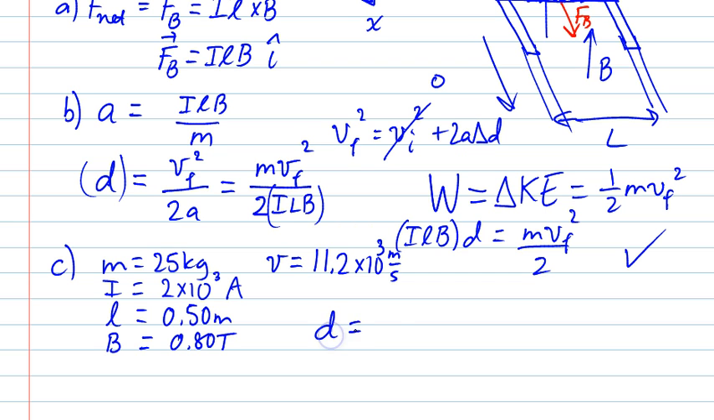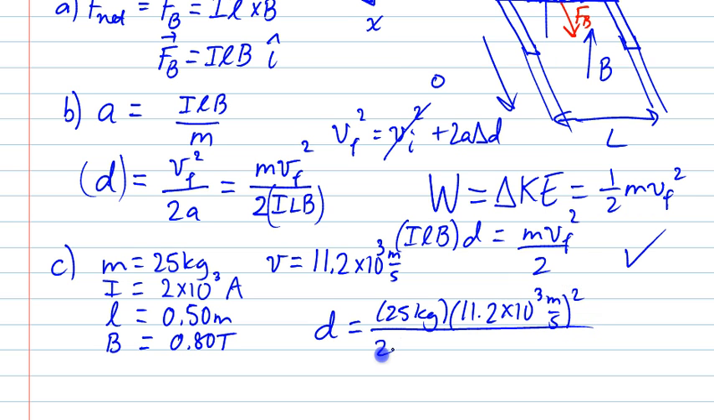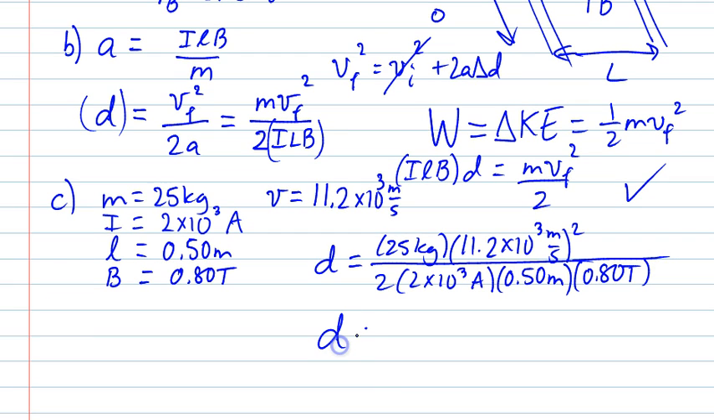So we take everything and plug it in. D is equal to mass times velocity squared over 2 times the current times the length of the rail, in other words, the distance between the rails, times the value of the magnetic field. And what we get for this distance is about 1960 kilometers.